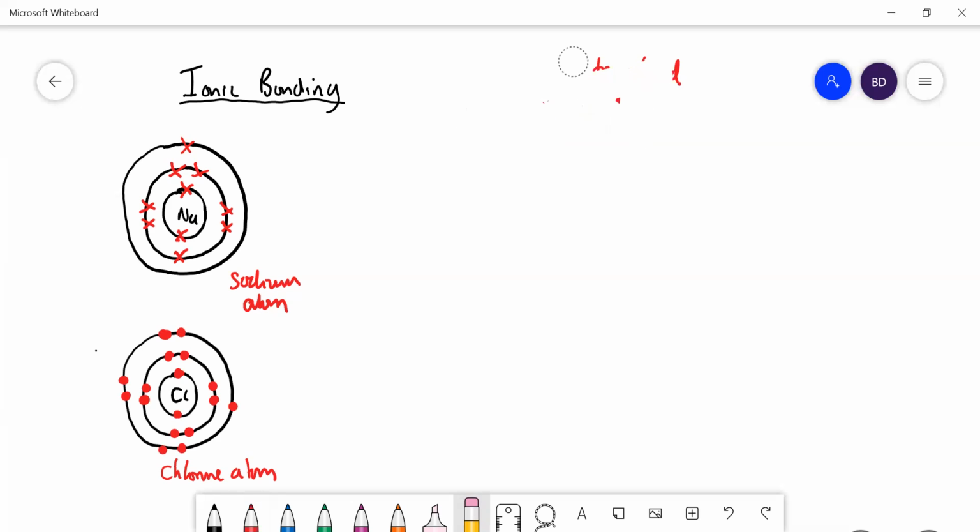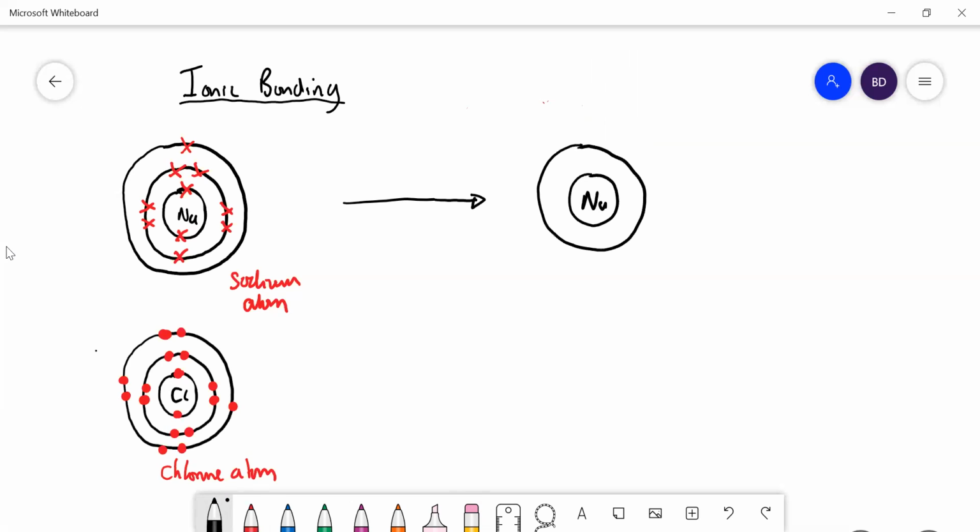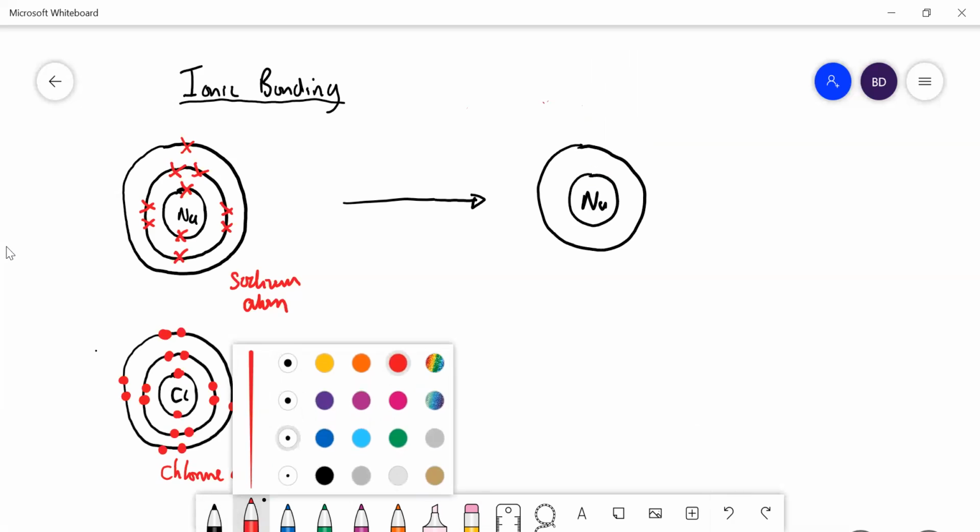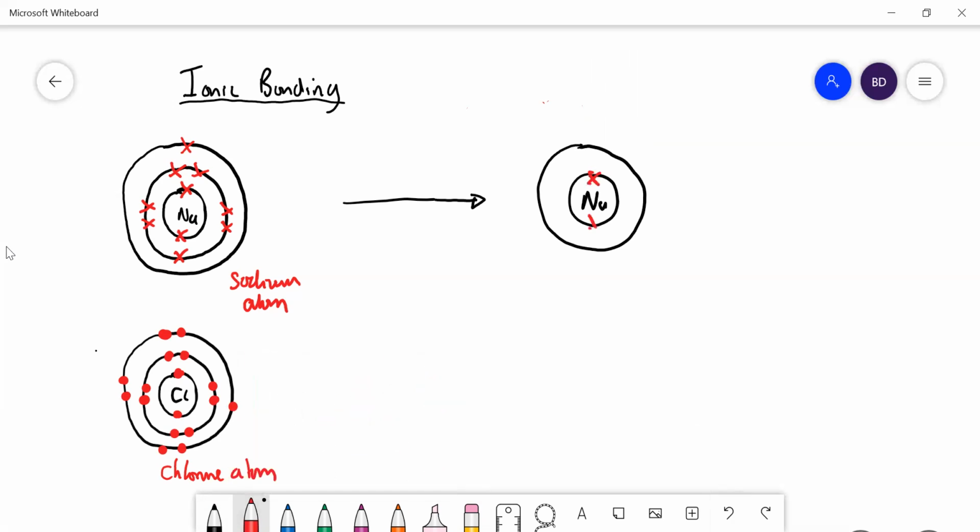Okay, so sodium is going to lose 1 electron, so that will mean it's going to have 2 in the first shell and 8 in the second shell, so it's got a full outer shell. It's like it's got the same electronic configuration as the noble gas neon now.